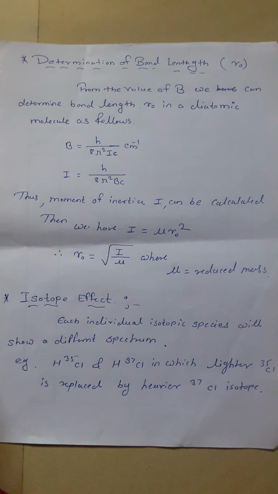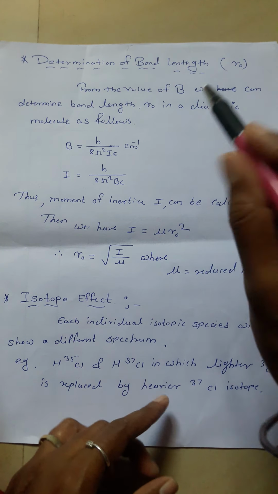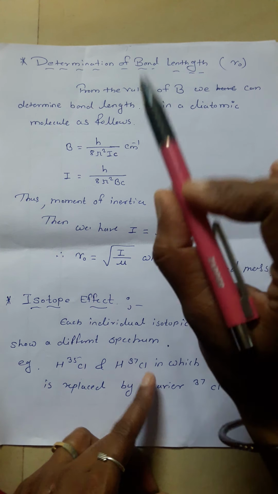From the rotational spectra we have equally spaced spectral lines at the separation of 2B centimeter inverse. From the value of B we can determine the bond length R0 in a diatomic molecule.